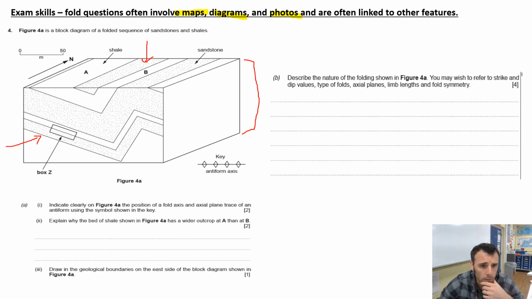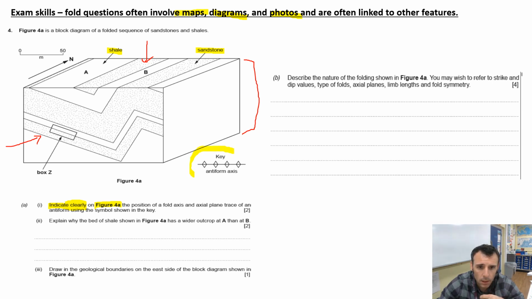You'll just have a quick look, see if there's any other information on here that's useful. We've got two rock types which you can clearly identify up here. We've got a shale and we've got a sandstone. So they are going to behave differently under stress. The first question here says indicate clearly, so we've got to do something with figure 4a: the position of the fold axis and the axial plane trace of an antiform using the symbol and the key.